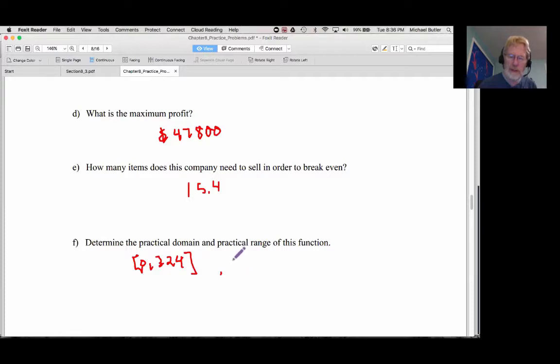And then the range, we're talking about the range, well, that's going to go from negative 10,000, because that's how much money we would have lost if we don't sell anything, right? Up to our maximum point, which is 47,800. That's a 4. I know it doesn't look like it, but that's a 4 right there.